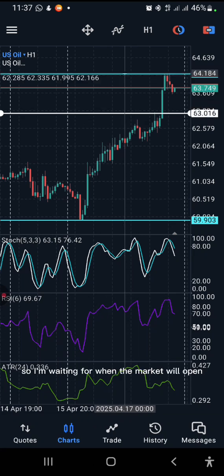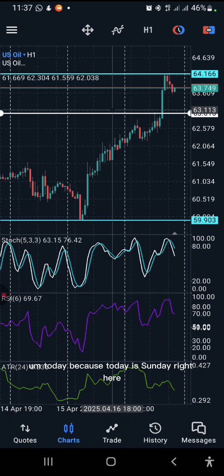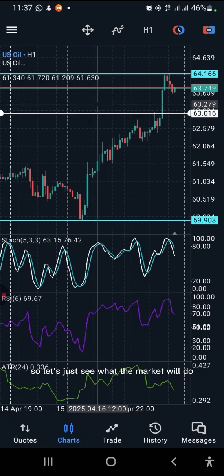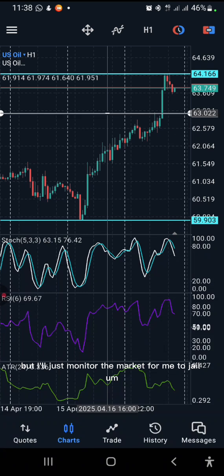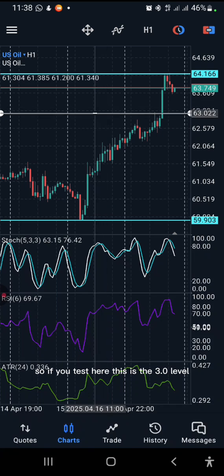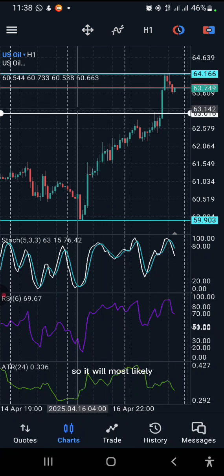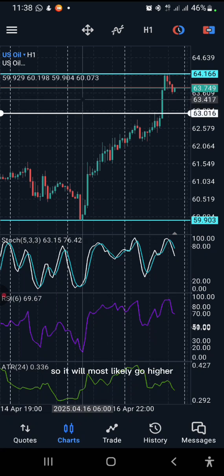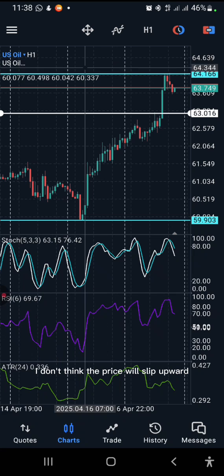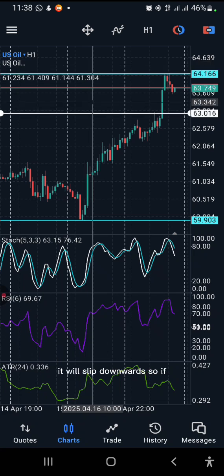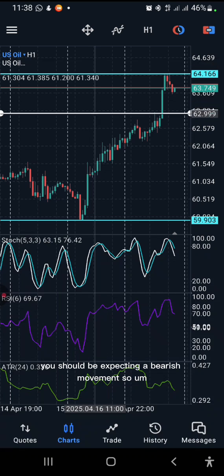I'm waiting for when the market will open, because today is Sunday and the market will open around 10. Let's see what the market will do if it opens here. Remember, I do not trade at night, but I monitor the market to know how it will move the following day. If it tests this 63.0 level, if the gap lands the price there, it will most likely go higher. I don't think the price will gap upward, it will gap downwards. But if it goes upward, you should be expecting a bearish movement.